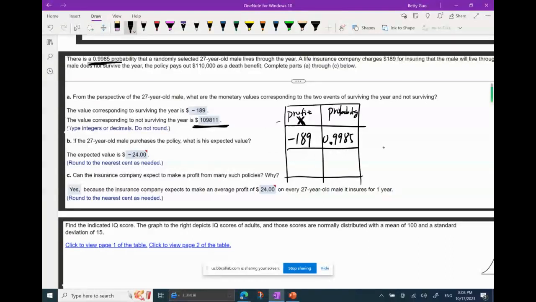And the second case, the guy did not survive, and money-wise the profit is $109,811. And that probability? Anyone can help me with the probability? We only have 2 cases, right? Either survive or not survive. So if the survival probability is 0.9985, the non-survival probability would be 1 minus 0.9985, and that gives me 0.0015.